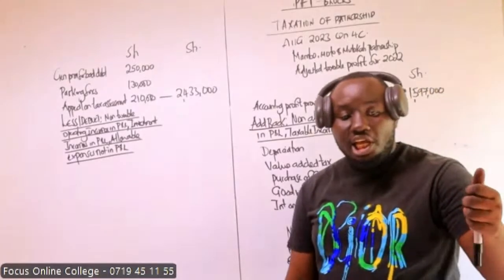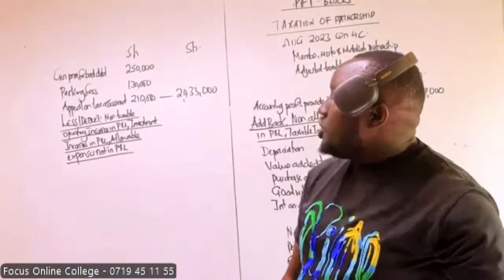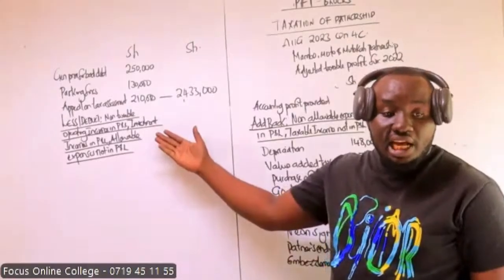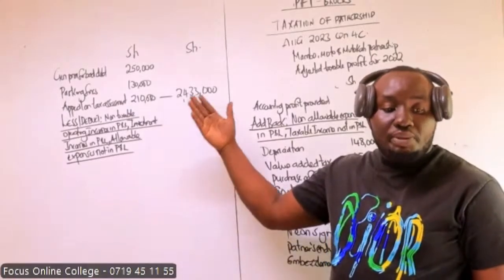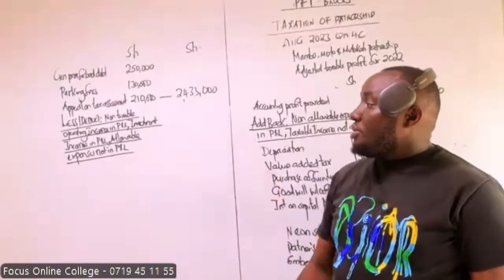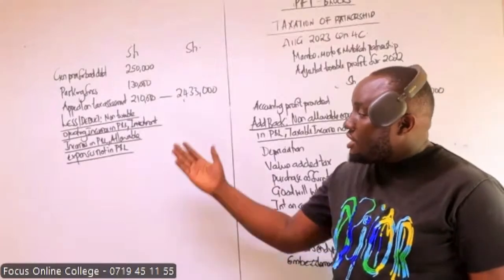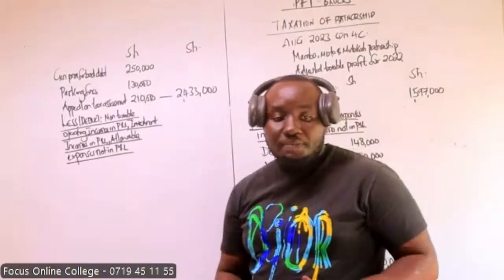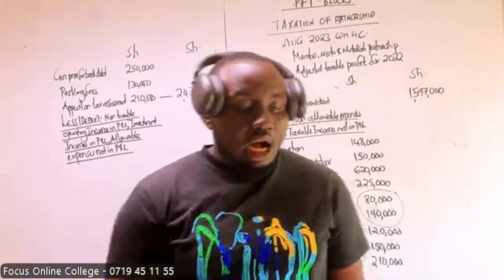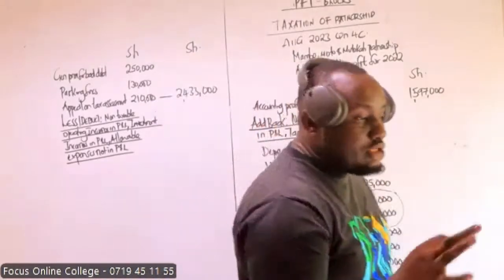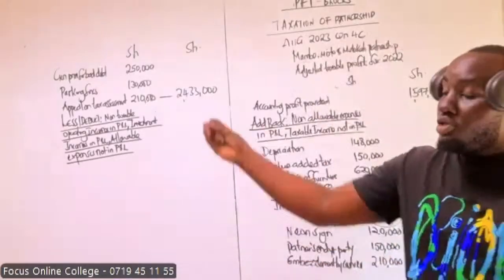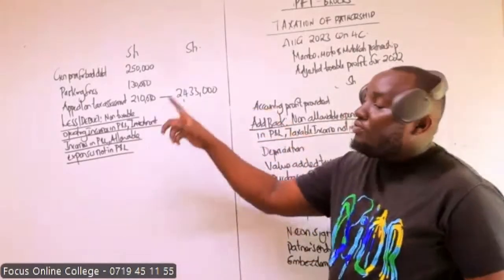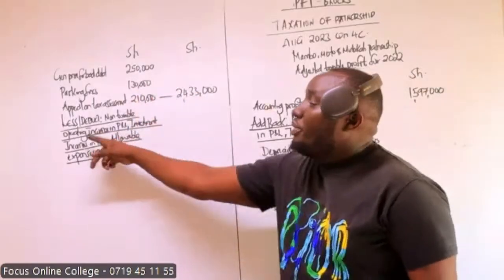Unrealized foreign exchange gain. Then you have investment income. For example, dividend income is not a business income. Interest income is not a business income. Then lastly, we have allowable expenses not in the P&L. If you're given an income statement by an accountant, one of the allowable expenses that you will not find in the income statement is the investment allowance.